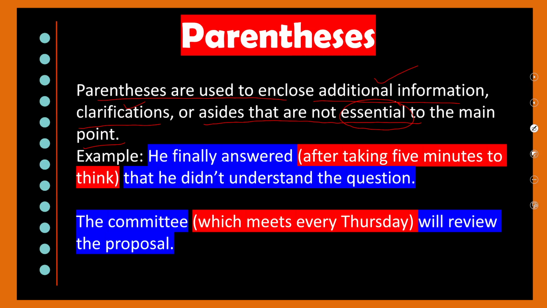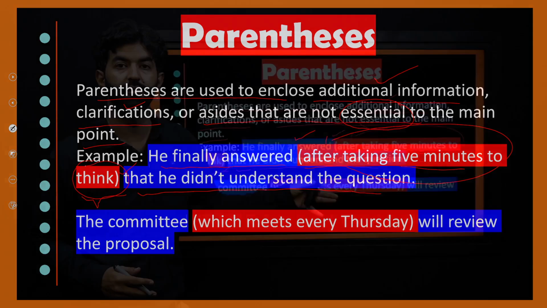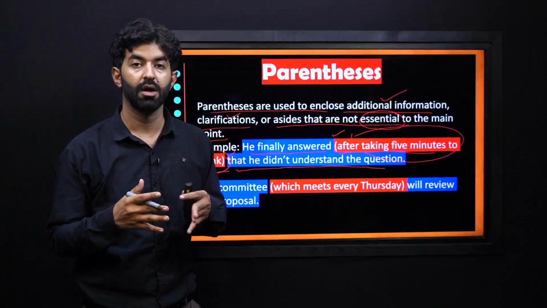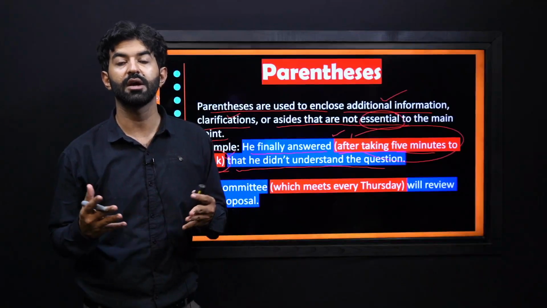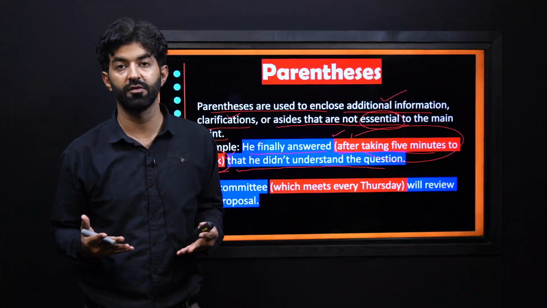For example, he finally answered (after taking 5 minutes to think) that he didn't understand the question. You can see that parentheses are used here. This part of the sentence is enclosed in parentheses. If you exclude this part from the sentence, you can see that it still makes sense. This is just additional information and clarification.